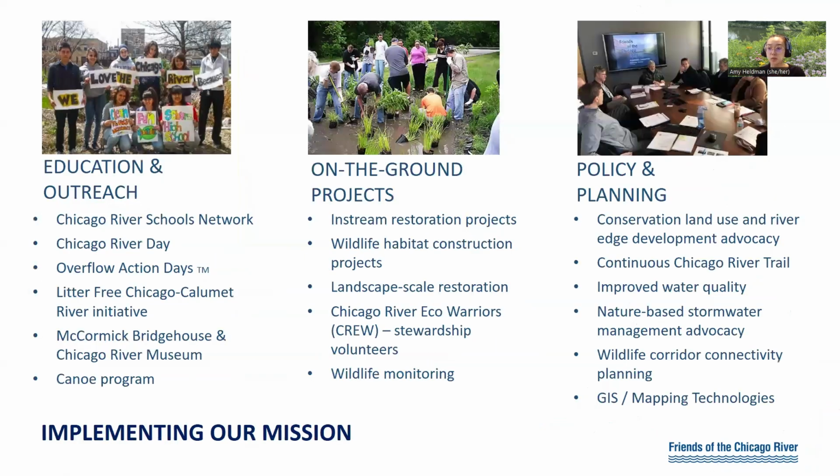And we do work in 3 different program areas. So we have an education outreach team, an on-the-ground projects team, and a policy and planning team. And you can see some of the different program areas specific to those that we have here on this screen, but the Natural Solutions tool really came out of our policy and planning program area, where we utilize GIS and mapping technologies, which is a lot of my work. But as we all know, it does cross different programs, but the tool did really come out of an initiative from our policy and planning team.